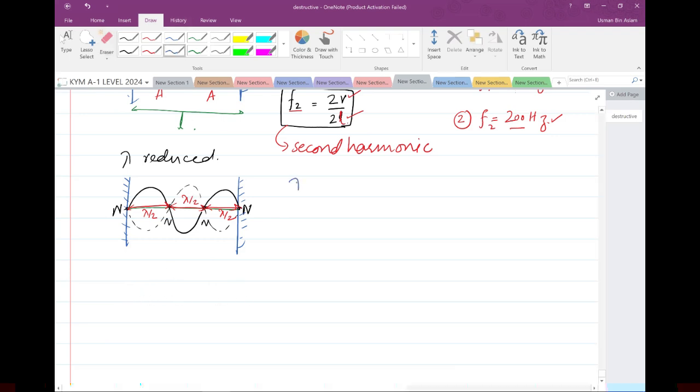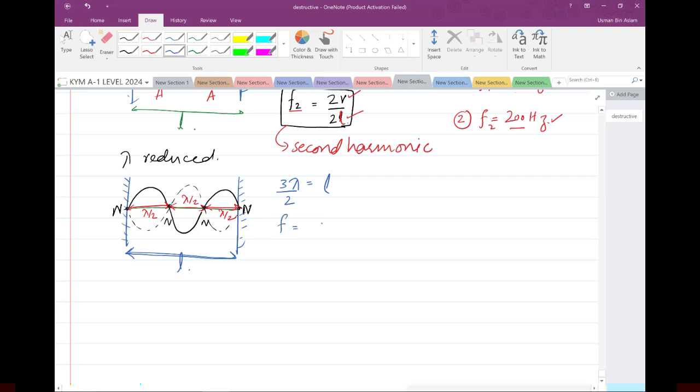Now here, lambda. How many wavelengths are there? There are 3 halves. That makes it 3 by 2 wavelengths that are being formed inside the same string. What is happening? The same string is being used, but we are vibrating it by using different sources that are able to produce different frequencies or different wavelengths. That means we are producing different wavelengths inside the same string.